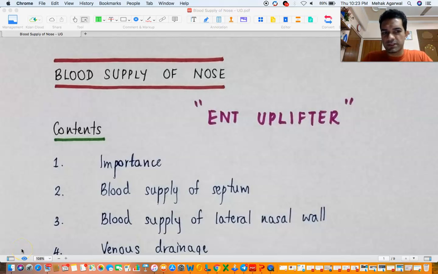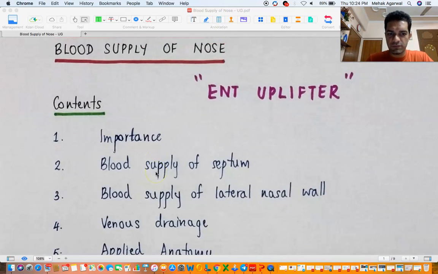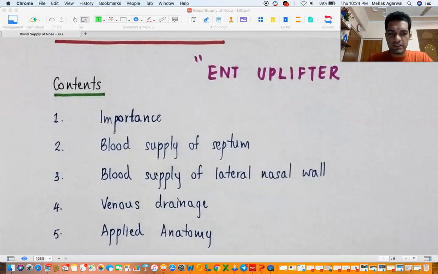In this video, we shall talk about the blood supply of the nose. We shall talk on this topic under the headings of why it is important for us to know about this, and what exactly is the arterial supply of the septum, the arterial supply of the lateral nasal wall, the venous drainage and applied anatomy.